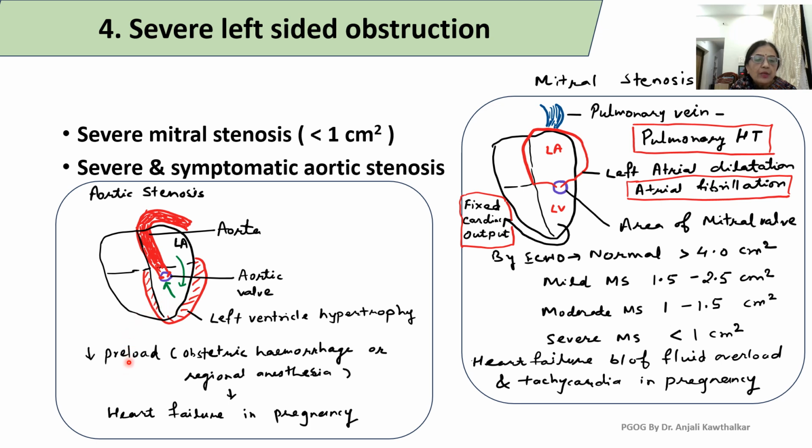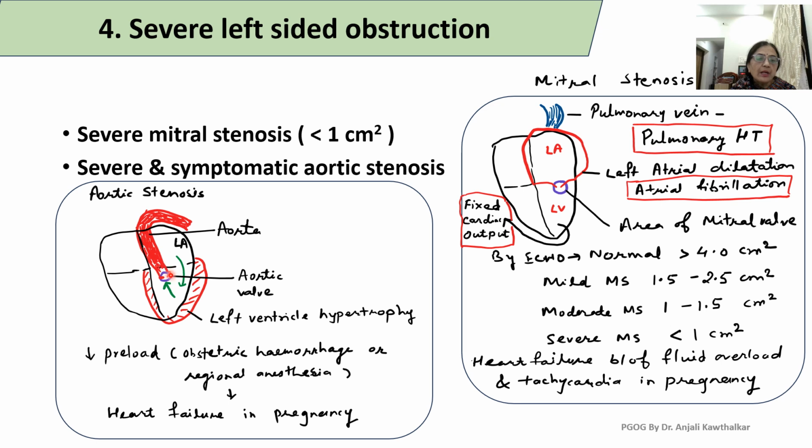It will lead to heart failure whenever there is a decrease in the preload. That means with obstetric hemorrhage, anytime the patient bleeds, the preload will be less. Or if the patient is given regional anesthesia, that will lead to sudden hypotension and a fall in the preload. So whenever the preload reduces, it leads to heart failure because the cardiac output is already less in this condition. So this is a condition where the pregnancy change of increasing cardiac output is not seen.